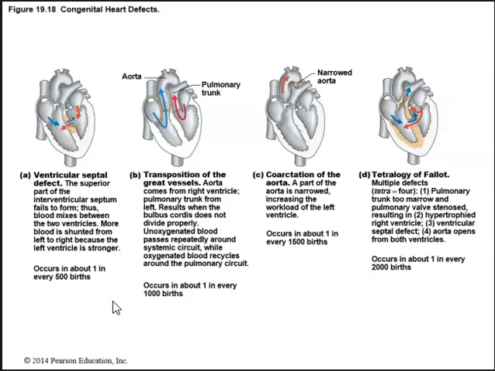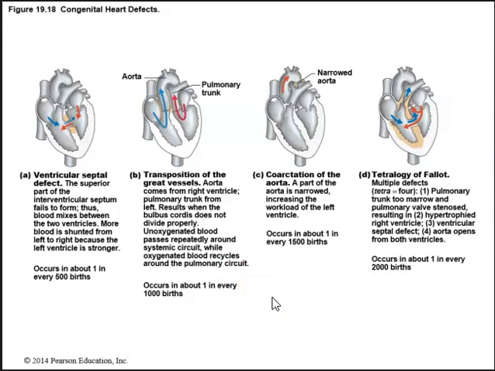Transposition of the great vessels. Basically, this is a switching of sides of the great vessels. So the aorta will come from the right ventricle, whereas the pulmonary trunk will come from the left. This results when the bulbus cordis does not divide properly. So we'll have unoxygenated blood passing repeatedly around the systemic circuit, while oxygenated blood will recycle around the pulmonary circuit. And this occurs in about 1 in every 1,000 births.